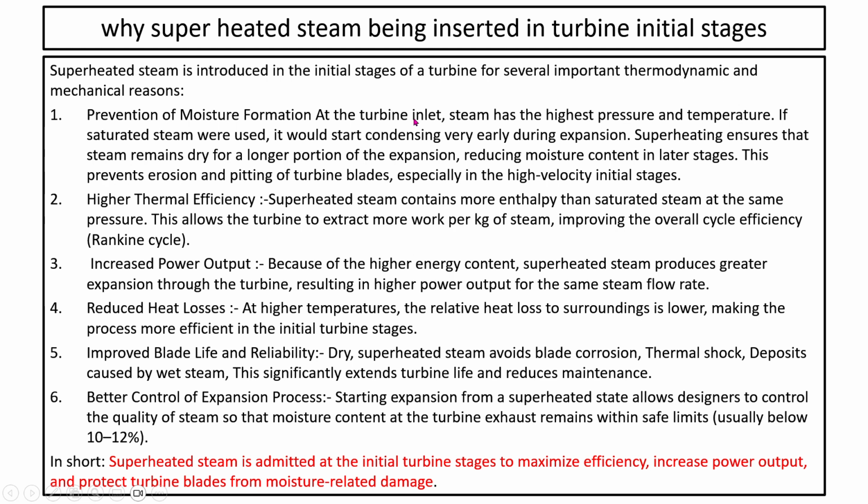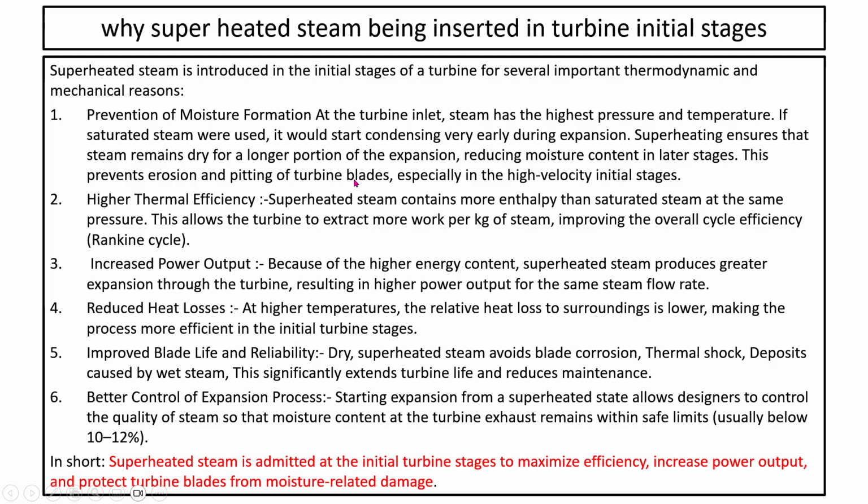So steam has the greatest prevention of moisture formation at the turbine inlet, where the steam has to be at high pressure and temperature. If we use saturation temperature steam, it would start condensing very early during expansion, because the pressure is coming down, so condensation will take place. Superheating ensures that the steam remains dry for a longer portion of the expansion, reducing moisture content in the latter stages also.